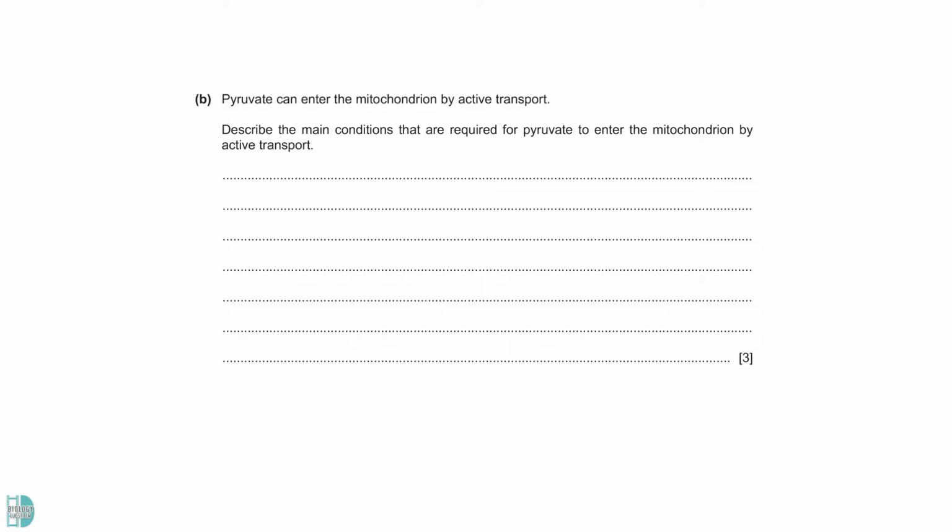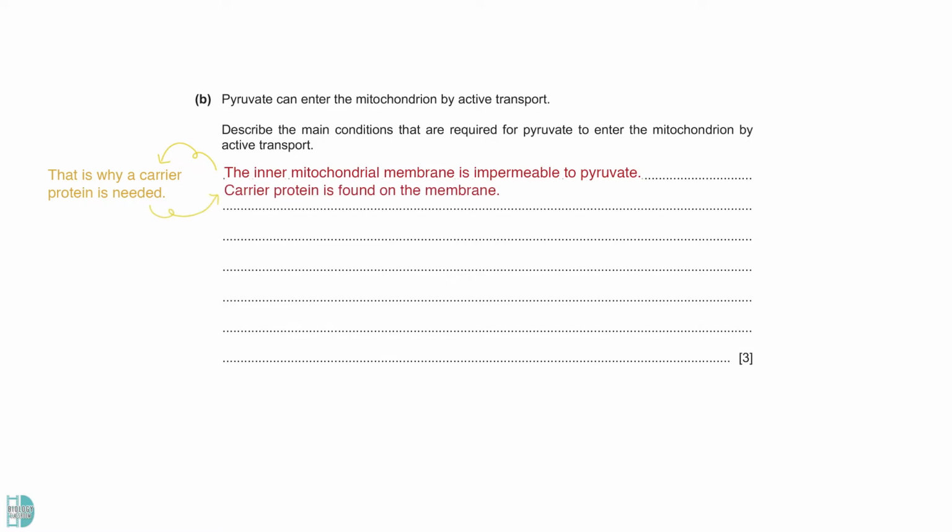B. Describe the main conditions that are required for pyruvate to enter the mitochondrion by active transport. A molecule uses active transport to pass through a membrane when the membrane is impermeable to it. That is why carrier proteins are needed. These carrier proteins are found on the membrane of mitochondria.